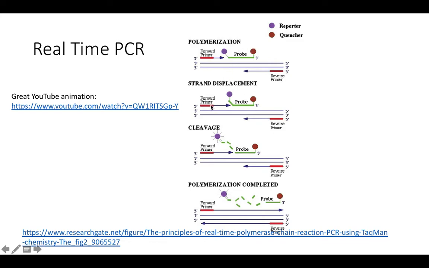We add our Taq polymerase, our DNA polymerase, and as it's going along using the primers and making copies of the target DNA, when it hits that probe, the DNA polymerase has what we call an exonuclease activity. It's going to cut out the end of the probe carrying the fluorescent molecule. And when that fluorescent molecule is released, now it is going to fluoresce. There's no quencher molecule there to absorb the fluorescence. So this fluorescence is what will be detected in the machine in which we're running this cool process, right?